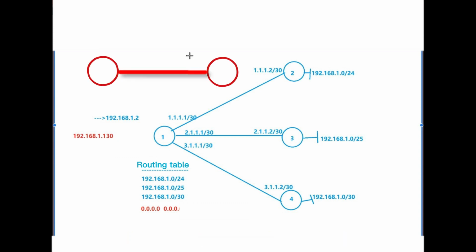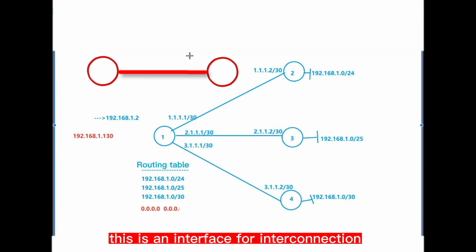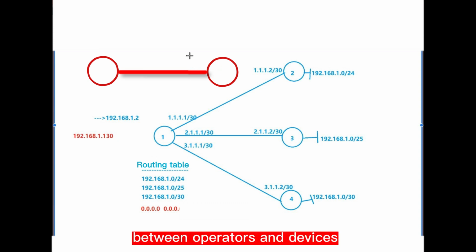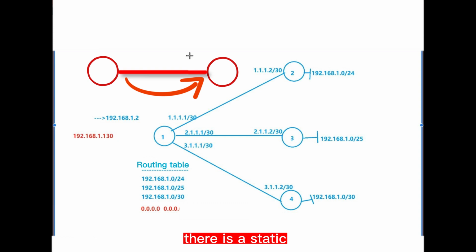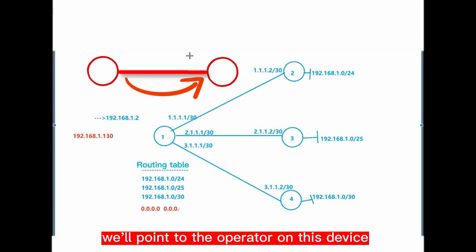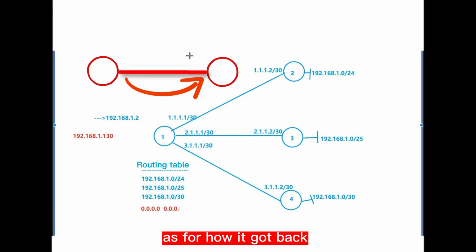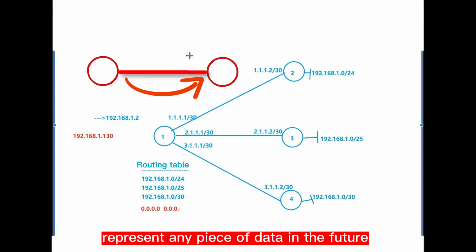For example, this is an interface for interconnection between the operator and the device. You will also be assigned addresses in the future. As long as you run services with fixed bandwidth, there will be a fixed address to connect with you. There is a static route we point to the operator on this device. As for how data gets back, don't worry. Now for business, there is a route on the egress device called the default route, representing any piece of data in the future.